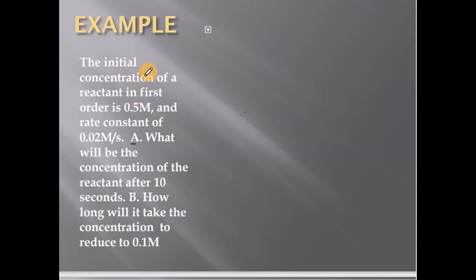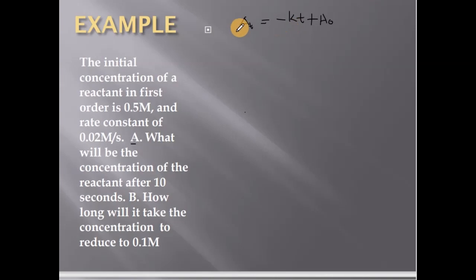It said the initial concentration of the reactant in a first order reaction is 0.1. So we know that for every first order reaction, A_t is equal to minus kt plus A naught. That is the integrated rate law for a first order reaction. So for every first order reaction, when you plot a graph of A_t against time with A naught as the intercept, you're going to get a negative slope.